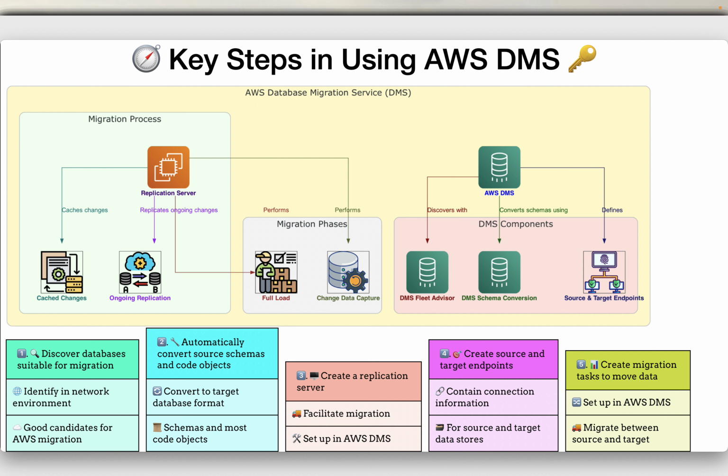So replication servers are EC2 instances. If it's a one-time migration, you can keep it running until the migration is finished. If it's ongoing, you have to keep it running for a longer duration. So the first time it will connect and migrate the data, and for ongoing replication you have to keep it running. It will find the changed deltas and continue to update the target databases.